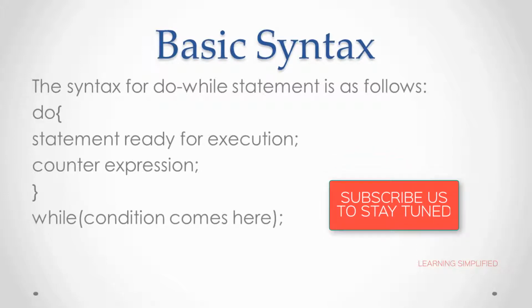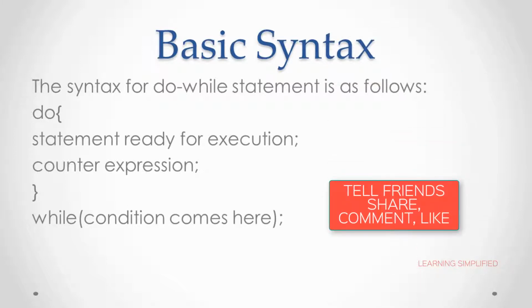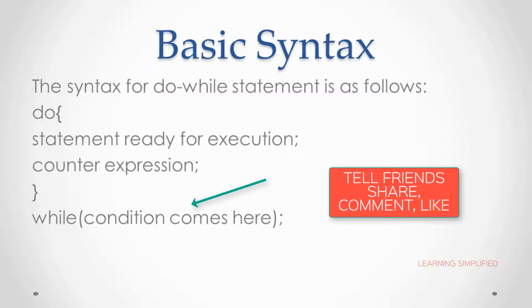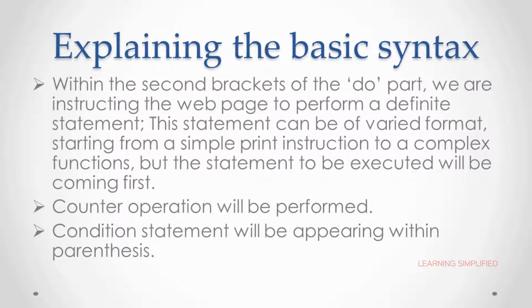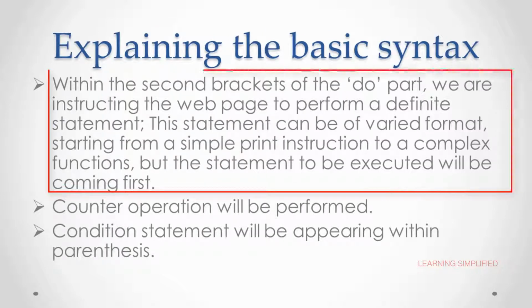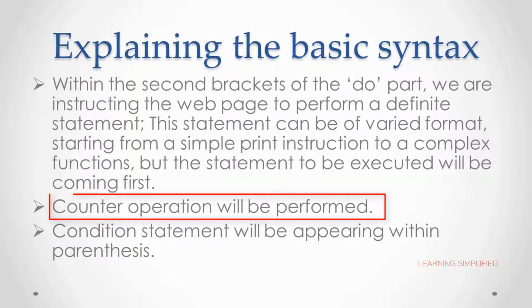So this is the syntax of the do-while statement. That means a statement ready for execution, then comes the counter expression, and within this while statement we can see that there comes the condition. Within the second brackets of the do part, we are instructing the web page to perform a definite statement. This statement can be of varied format, starting from a simple print instruction to a complex function, but the statement to be executed will be coming first. A counter operation will be performed.